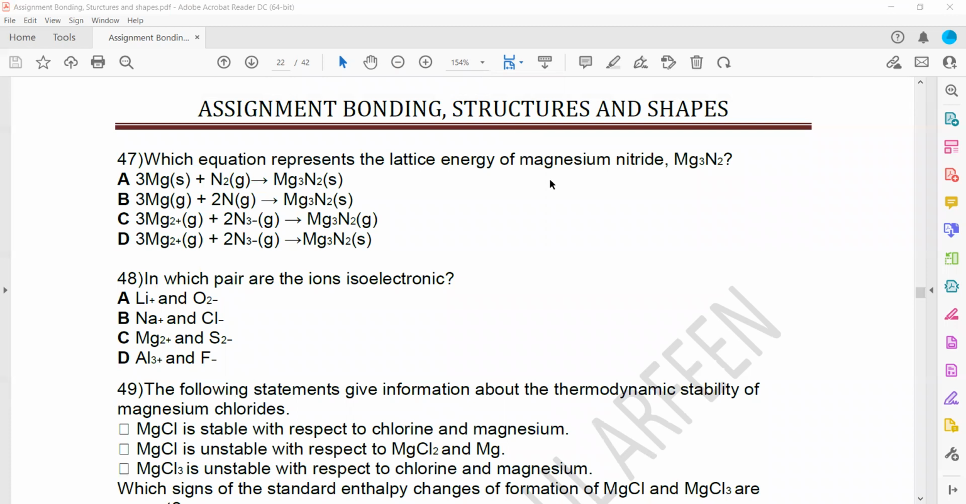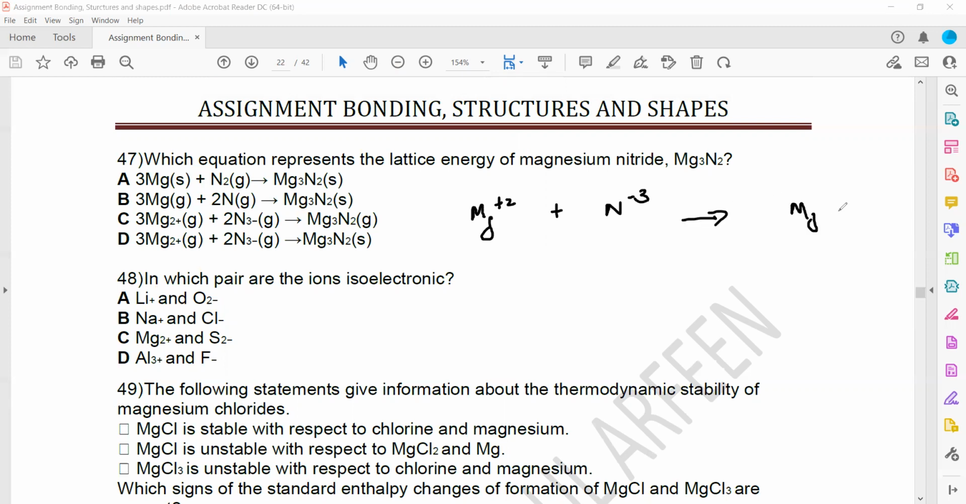Which equation represents the lattice energy of magnesium nitride? The definition of lattice energy is the energy released when ions in the gaseous state form 1 mole of an ionic compound. So ions in the gaseous state: we should have the magnesium ion and the nitride ion. Nitrogen belongs to group 5, so the ion will be -3, and it will form magnesium nitride.